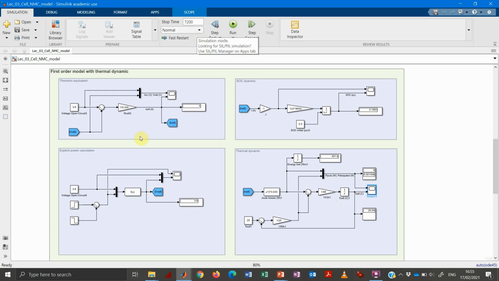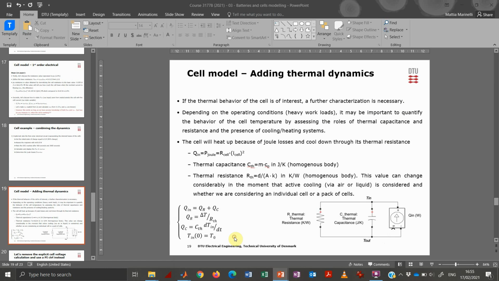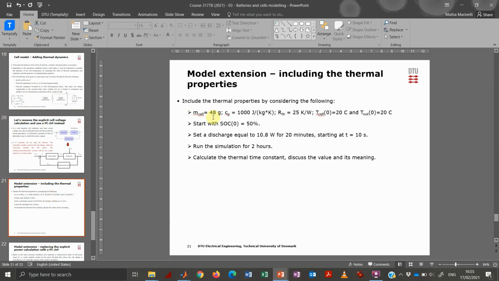Okay, we perform our investigation. We use these parameters, so we assume a cylindrical cell, the usual, with these values for the mass, for the specific heat, and this value for the thermal resistance. We assume a balance in the beginning, so a cell temperature of 20 degrees, and outside temperature as well. We start with a 50% state of charge. We set the discharge with a power that is, let's say, the nominal power, so 10.8 watt for 20 minutes, starting at t equal to 10 seconds. And then we run the simulation and calculate the thermal time constant and so forth.